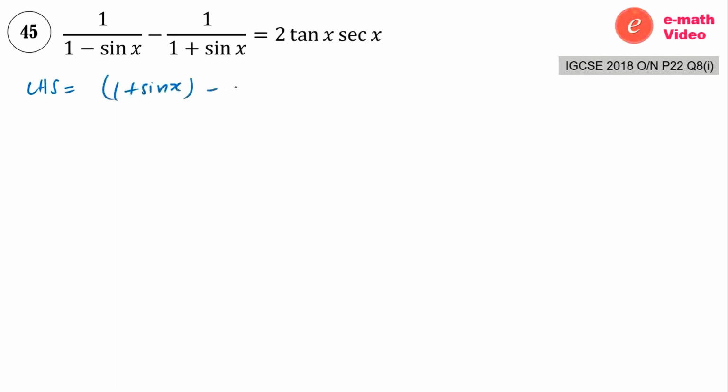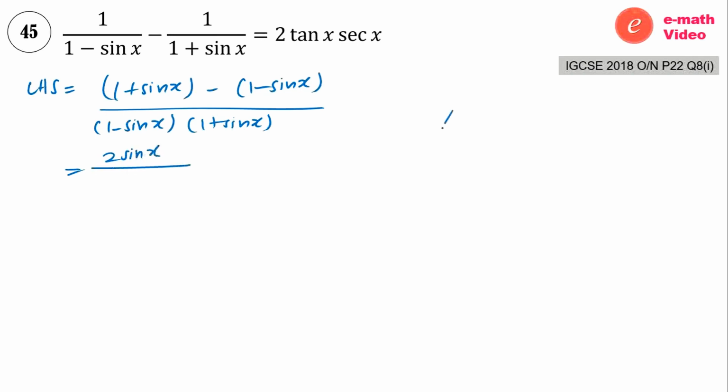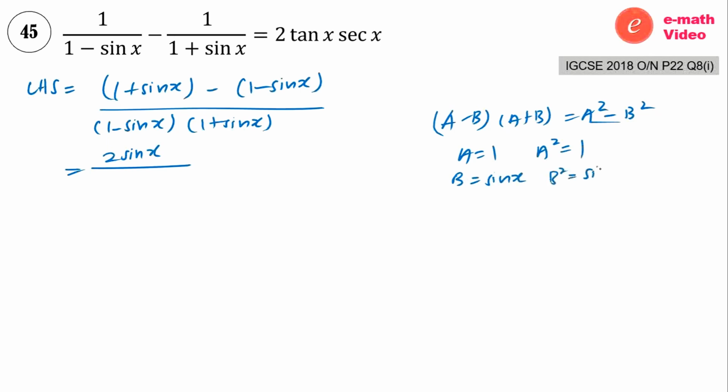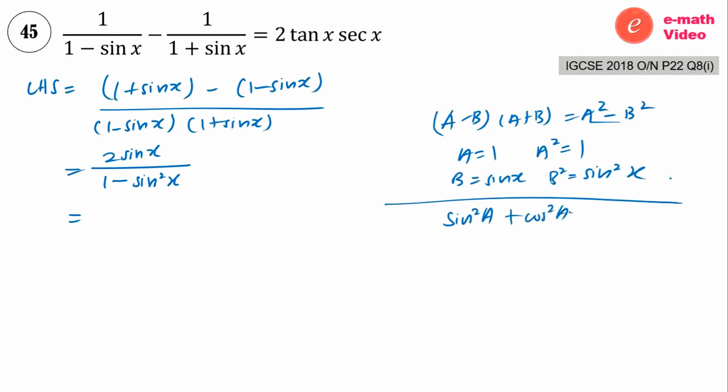minus 1 minus sine x over 1 minus sine x times 1 plus sine x. On top, 1 minus 1 is 0. Sine x minus sine x is 2 sine x over our friend a minus b. A plus b is a square minus b square. A is 1, a square is 1, b is sine x. So b square is sine square x. Below we'll have 1 minus sine square x equals to basic identity sine square a plus cos square a equals to 1. So move this to the other side.